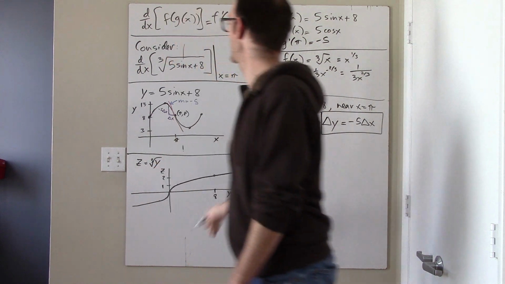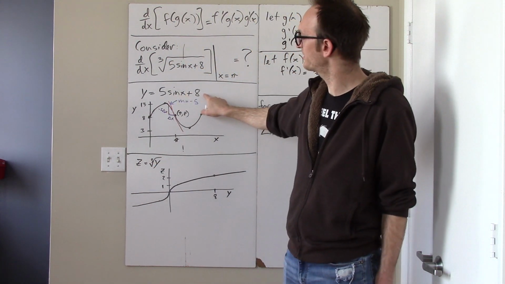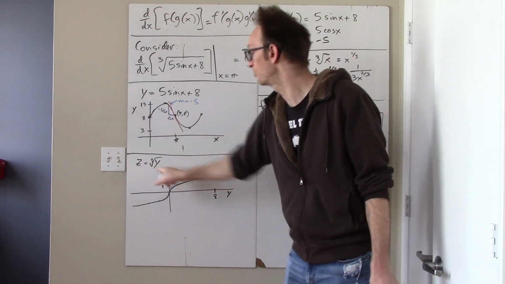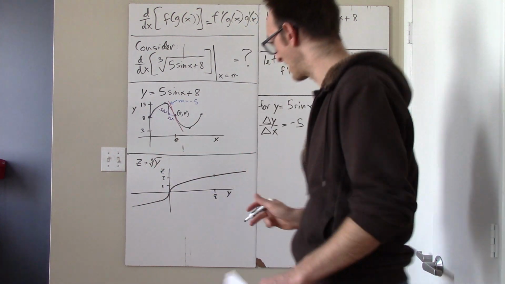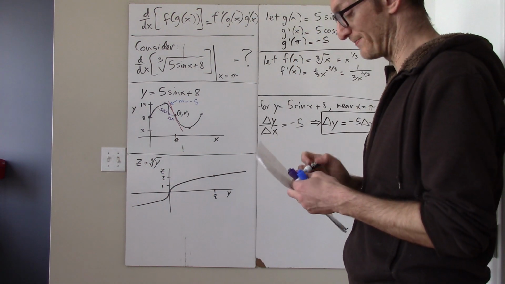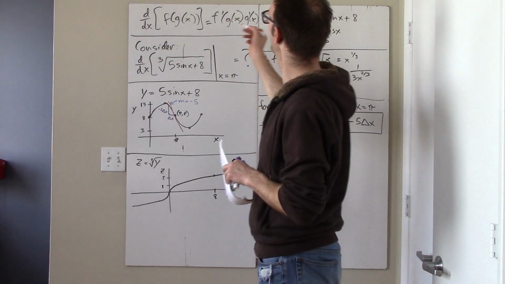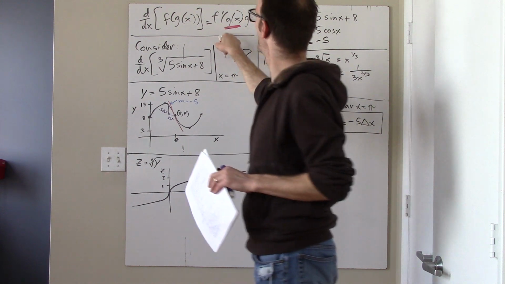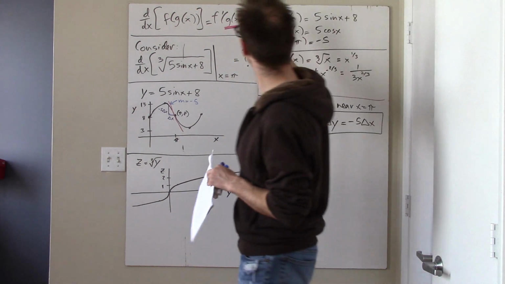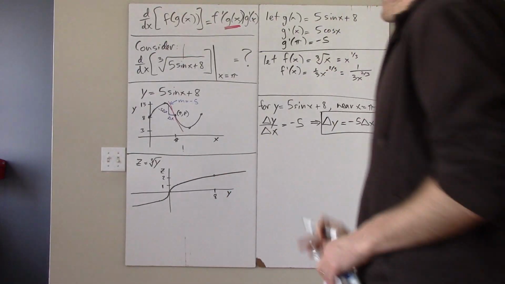I'm kind of repeating myself here, but x values go into 5 sine x plus 8, y values come out, and then those same y values go into the cube root function, and let's just call it z values come out. And I think this is meant to address why, I'm trying to explain why it's, of course, the derivative of the outer function evaluated at the inner function that is important.